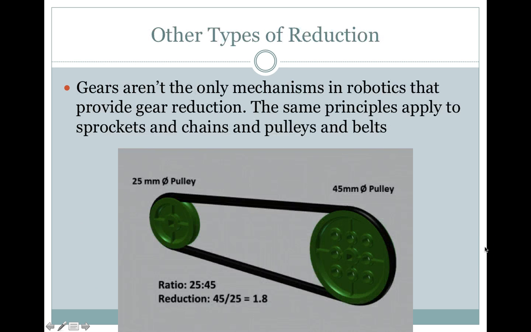Other types of reduction. Gears aren't the only mechanisms in robotics that provide gear reduction. The same principles apply to sprockets and chains and pulleys and belts. You can see our 25 millimeter diameter pulley. Here we have a 45 millimeter. So the ratio is 25 to 45, and then the reduction, 45 divided by 25, equals 1.8.